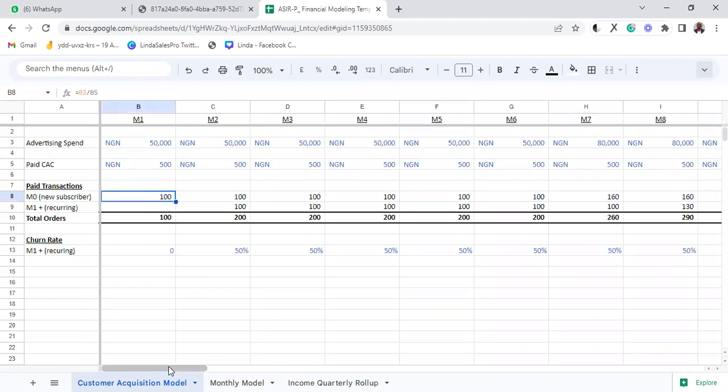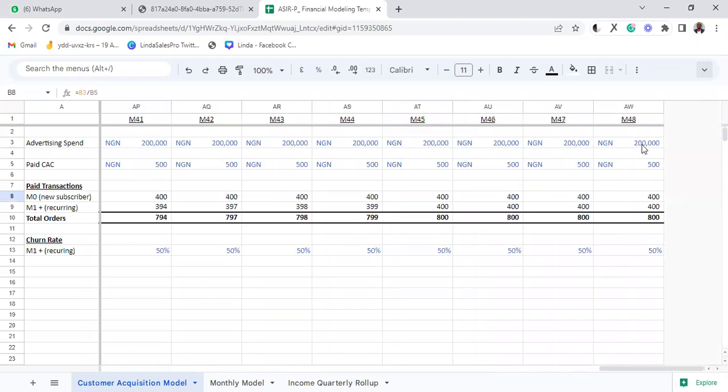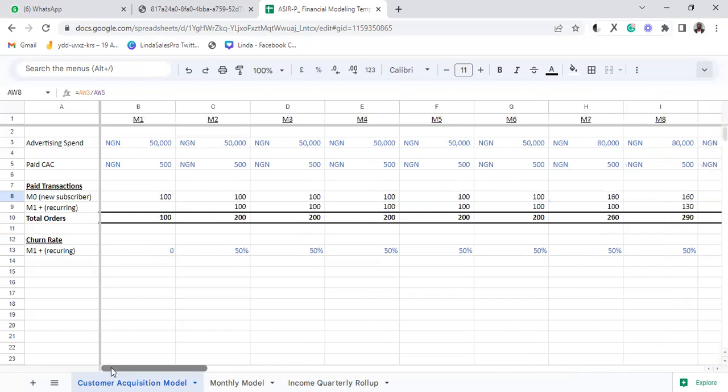If you also move on to the last month where we spend 200,000, you can see that we are going to get 400 customers. Like we said, this is practically how much did you spend? You spent 200,000. How many customers did you get at the end of the day? You got 400. So your cost of acquiring one customer is 500. I believe that's clear.